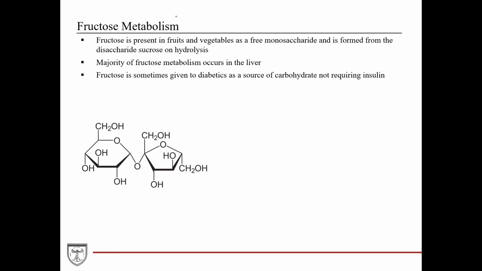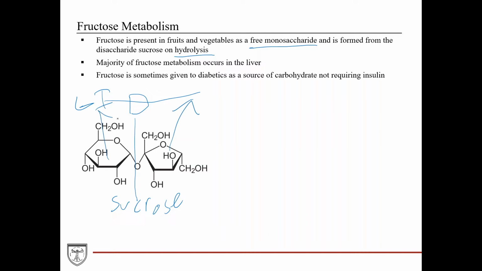So first, fructose metabolism. Fructose is present in fruits and vegetables as a free monosaccharide, and then it can also be formed from the disaccharide sucrose on hydrolysis. So down here you have the sucrose, and remember in the GI tract, you have these enzymes on the epithelial border that can hydrolyze these disaccharides into their individual monosaccharides that can then be individually absorbed. And so that's another source of fructose.